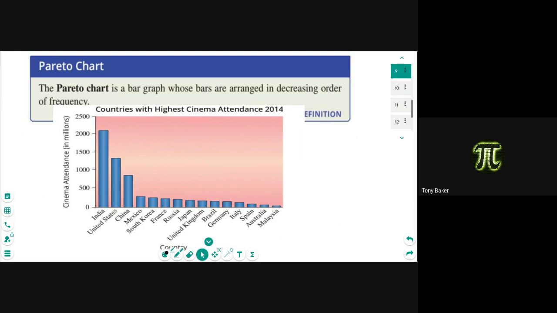India, the US, and China have a lot more cinema attendance than the rest of the world. And India has a lot more than everyone else also. Yeah, India's way up there.